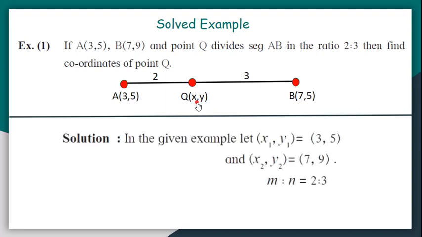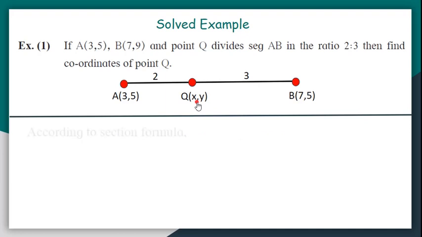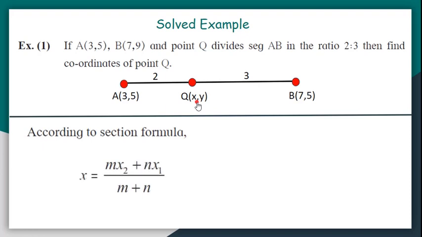So first of all, we will write what is given: x1, y1, x2, y2 and m and n. All these values are given to us. You can keep on pausing and writing the solutions. From here then, according to the section formula, x is given as (mx2 + nx1) by (m + n). See, we are cross multiplying, okay?